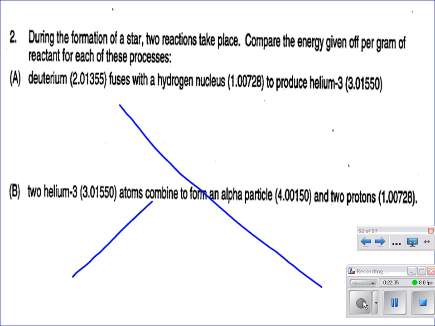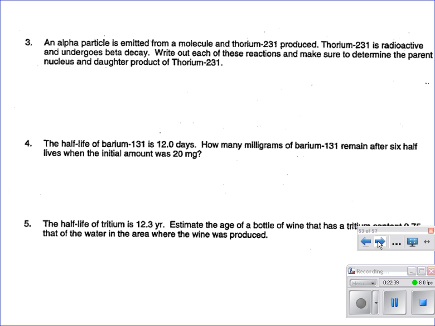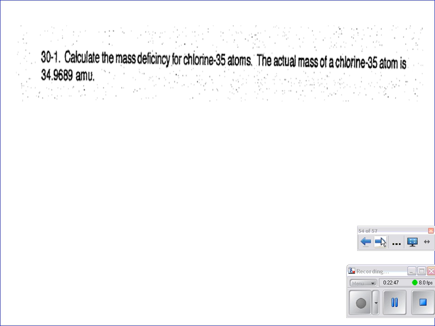So we already did one like this. I want to look at some more that are on the actual level of the nucleus. Let's go to this problem. Calculate the mass deficiency for chlorine-35 atoms. The actual mass of chlorine-35 atoms is 34.9689 AMUs.